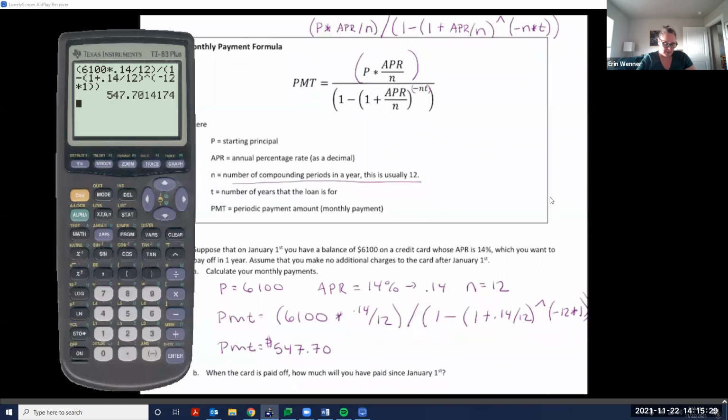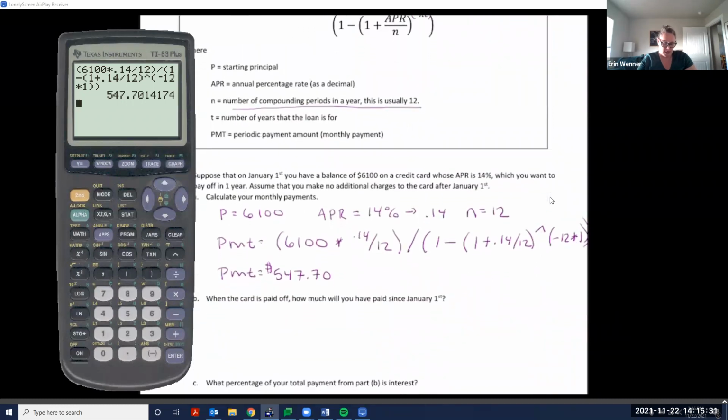So then part B says, when the card is paid off, how much will you have paid since January 1st? So remember, our payment is not just the balance over 12 months, right? We're paying interest as part of each of these payments. So in order to calculate part B, we're going to take $547.70 and we're going to multiply it by 12.